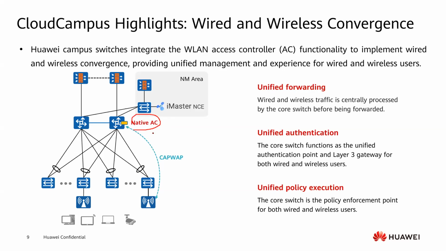For the Huawei S-series switches, they can support the native AC. It just binds the AC function on the switches. That means when the controller manages the switches, it just manages the AC, and the AC can manage the specific APs. So if we use the tunnel mode to transform the wireless traffic, it will directly send the wireless traffic to the native AC, and the native AC will be managed by the controller. So the controller will do centralized management for the wireless traffic and the wired traffic.